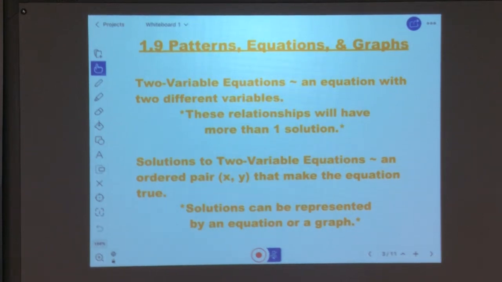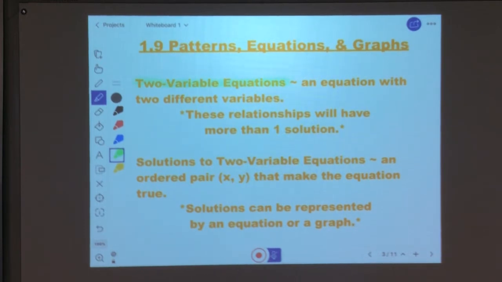Today you'll be learning lesson 1.9 on patterns, equations, and graphs. The equations you're going to be working with today are different than the ones we worked with in lesson 1.8 because these ones are two variable equations. Two variable equations are equations with two different variables. Most of the time you're going to have x and y.